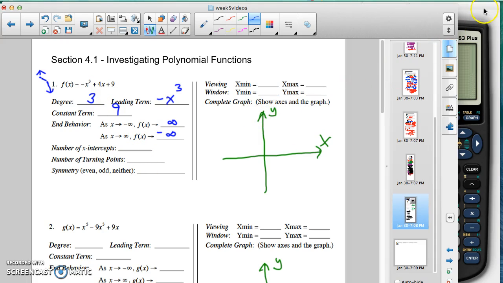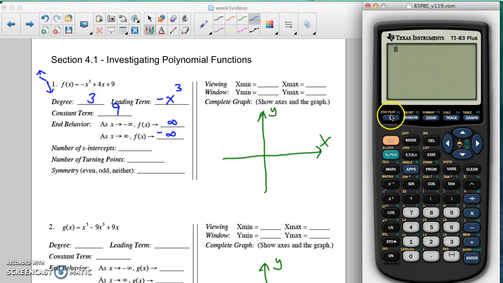All right, we're going to look at these things by looking at the graph. We're going to take a look at our graphing calculator and answer the rest of the questions on this. I've plugged in all three of these here. This is the first one, negative x cubed plus 4x plus 9. The other two are going to be examples 2 and 3. I just wanted to save a little time by typing them in in advance. I didn't highlight these ones, so that means they won't show up on the graph right away.